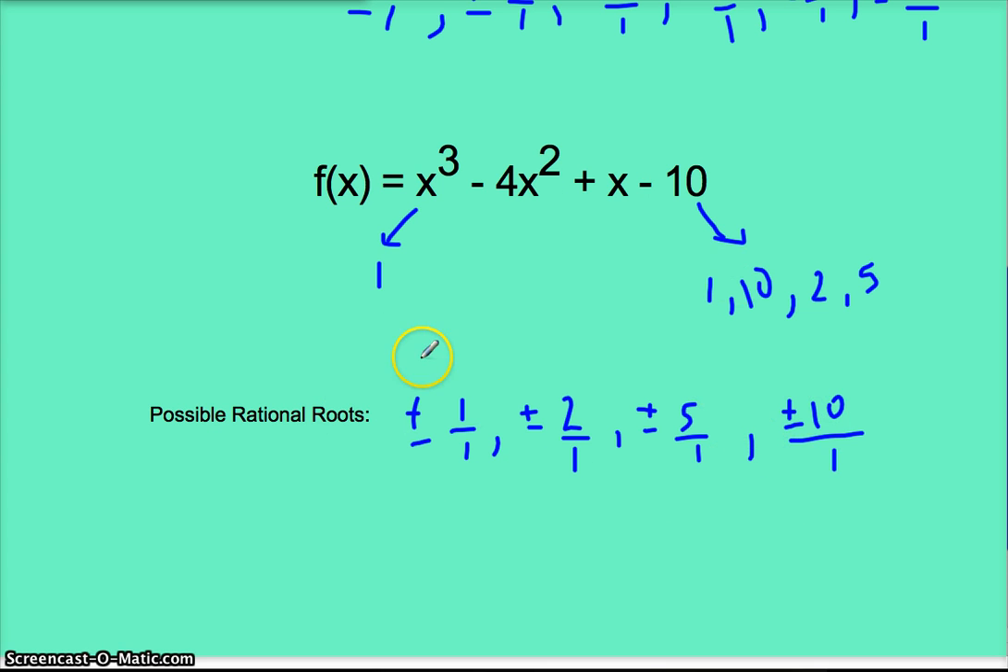It's crucial that you can get to this step, because if you can't get to this step, then you're not going to be able to do the rest of this.